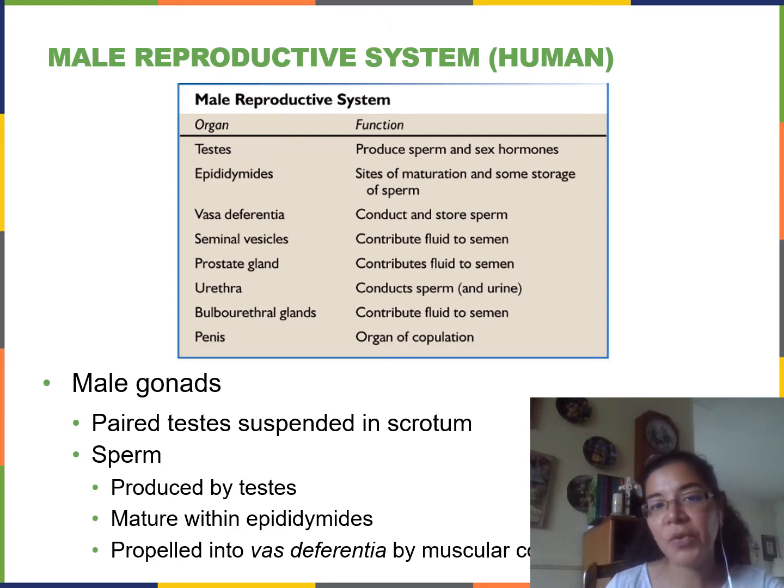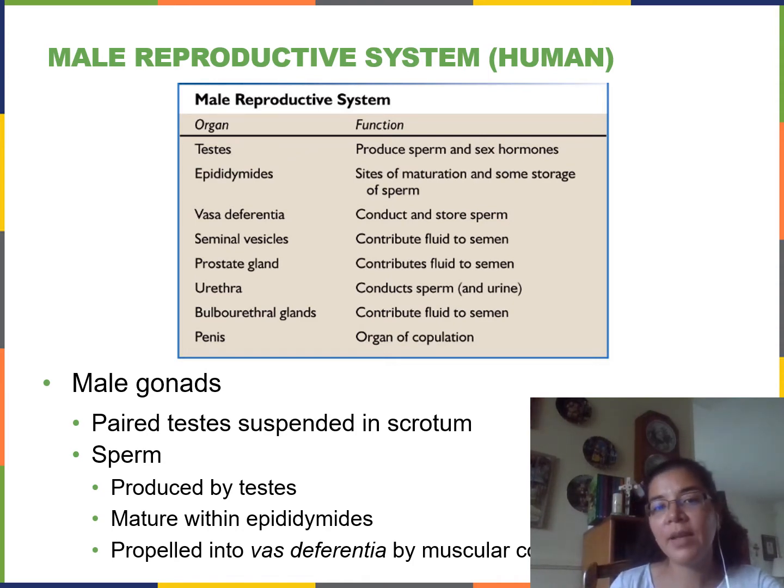Remember that sperm are the only cells in the human body, either female or male, so in the male body, that have a flagellum. And so they'll develop and have that flagellum while they're maturing in the epididymis. They travel to the vasa deferentia or vas deferens. Then seminal vesicles, prostate gland, and bulbourethral gland will contribute to the fluid of the sperm that are traveling through these structures. Remember that sperm, because they have the flagellum, they're motile.